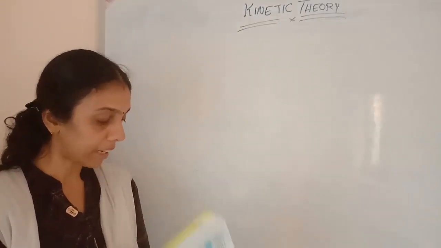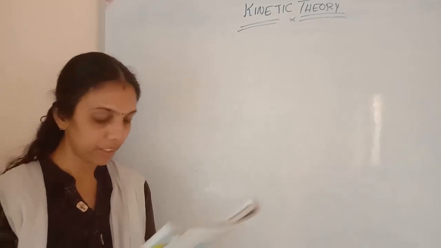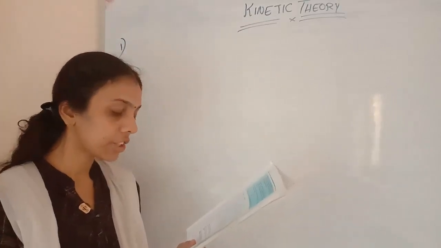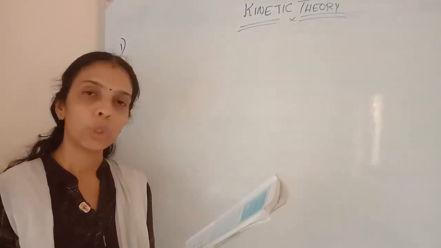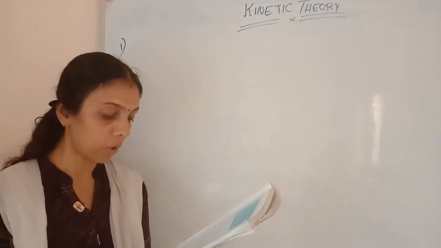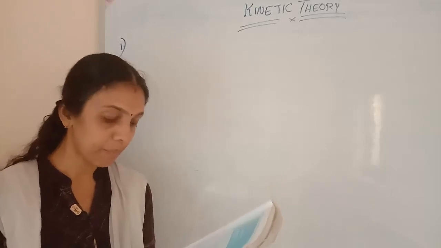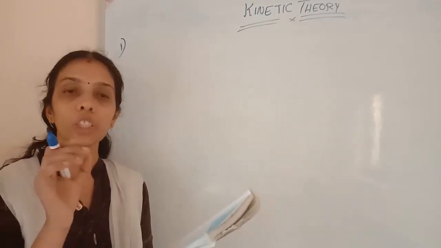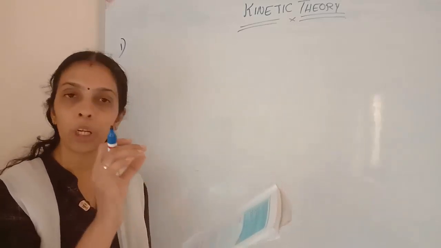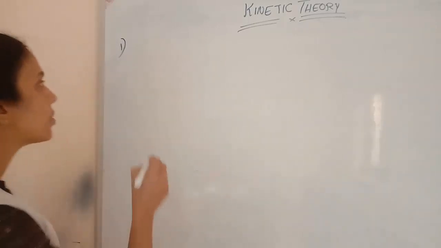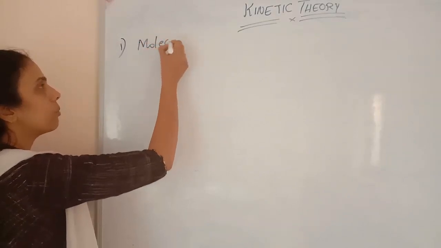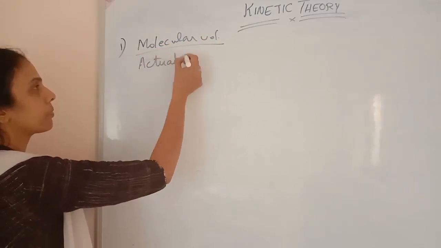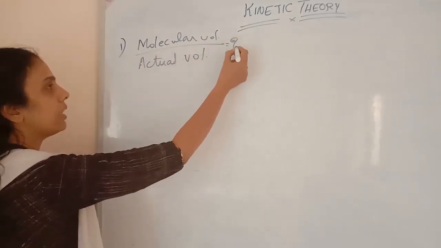So first one from page number 333. Exercise first question. Estimate the fraction of molecular volume to the actual volume occupied by oxygen gas at STP. Take the diameter of oxygen molecule to be 3 angstrom. So our aim is to find out molecular volume divided by actual volume. This fraction only we should find out.